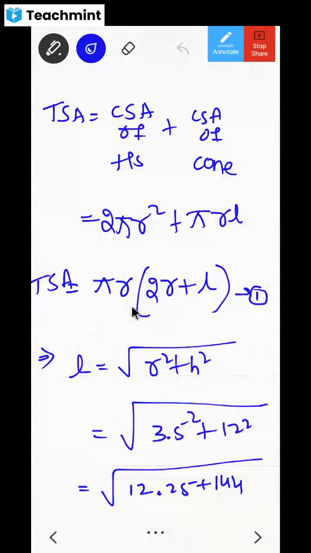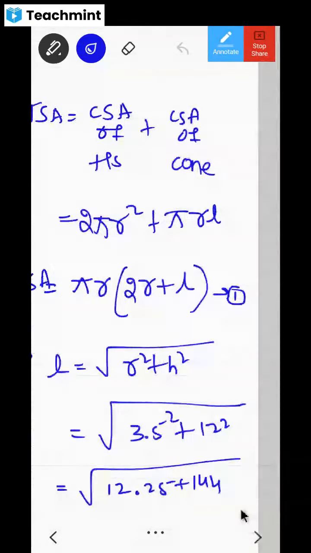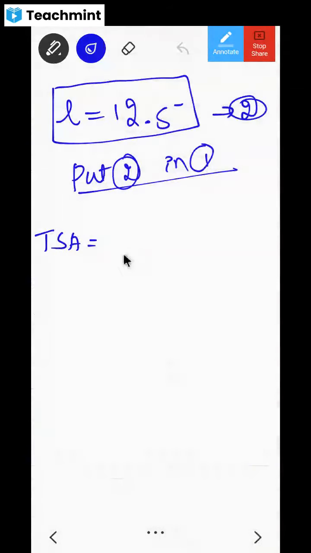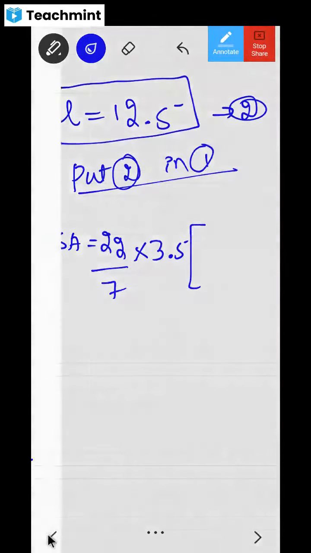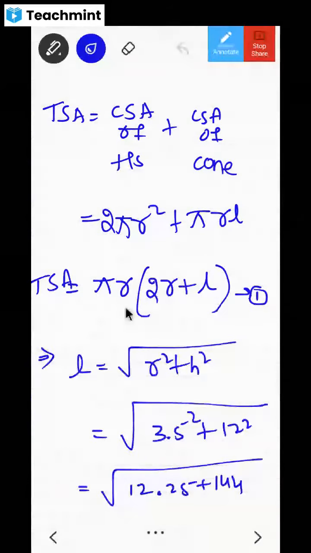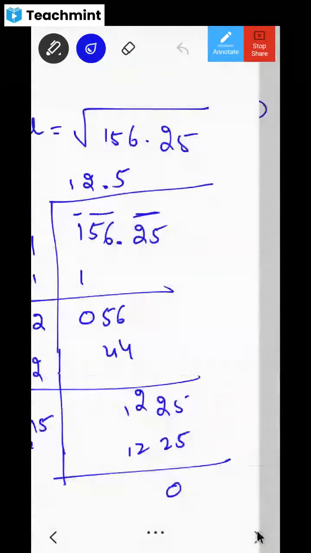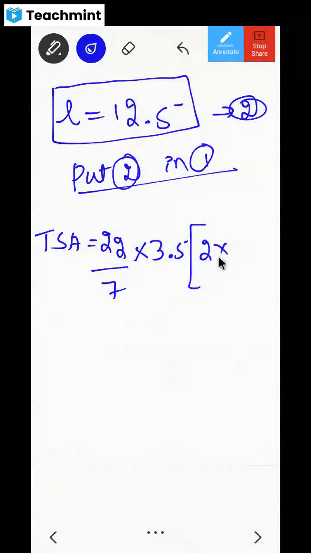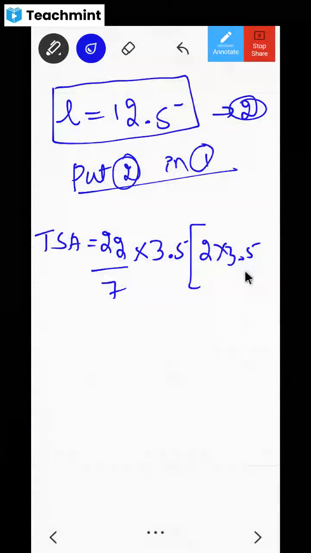The formula was pi r bracket 2r plus L. Directly just start to do it. Pi means what? 22 by 7. Pi means 22 by 7 into r, which is 3.5, bracket 2r. 2r is there, no? 2r means 2 into 3.5, plus L, which is now 12.5.